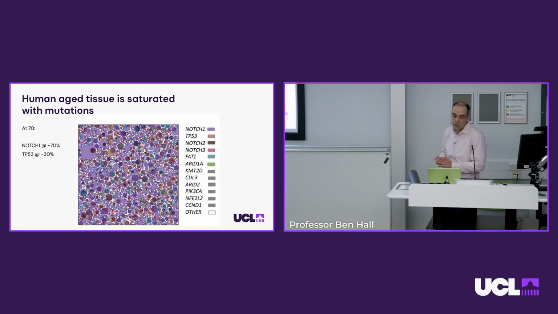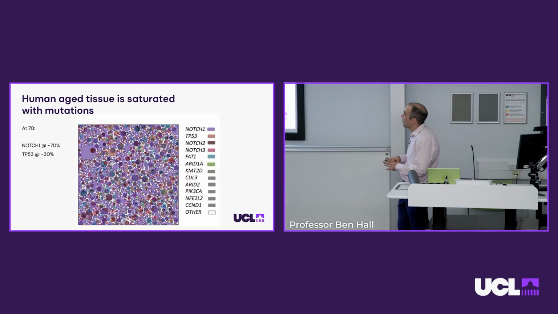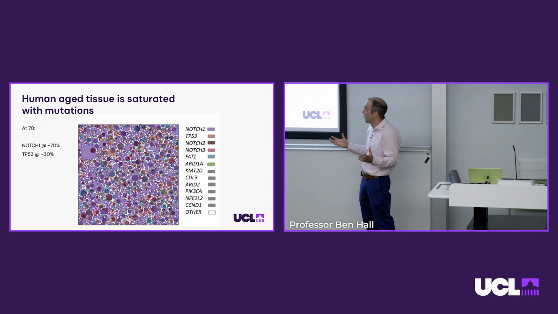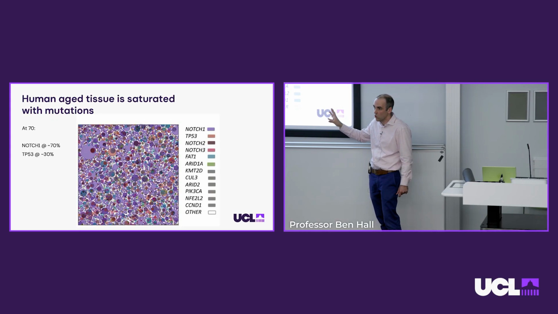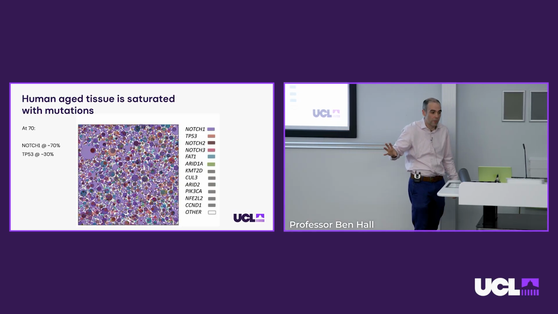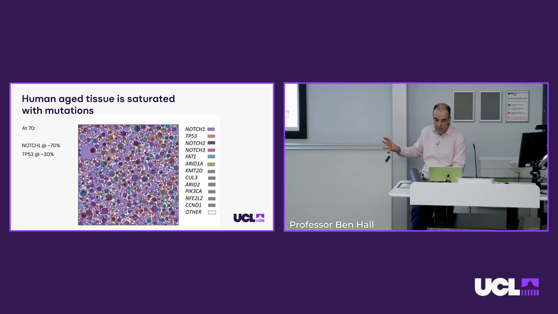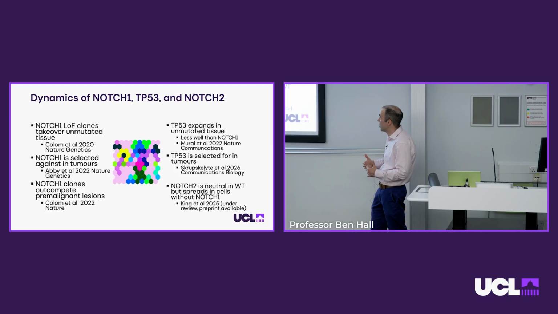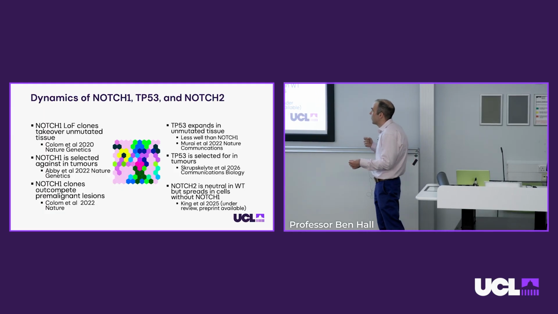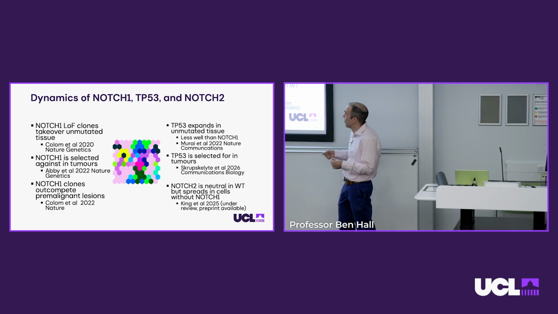Well, one thing to bear in mind then is that human aged tissue is saturated with these types of mutations. Now, this is from the esophagus, and from this point onwards, I'm going to talk about the squamous esophagus specifically. At age 70, the esophagus is completely overrun by mutations. About 2/3 of the tissue is taken over by cells mutated in Notch1, and about 1/3 of the tissue is taken over by cells mutated in P53. I don't have time to talk through this, but actually work with my close collaborator, Phil Jones at the Sanger, has revealed some really important insights into the genetics of these interactions, the expansion.